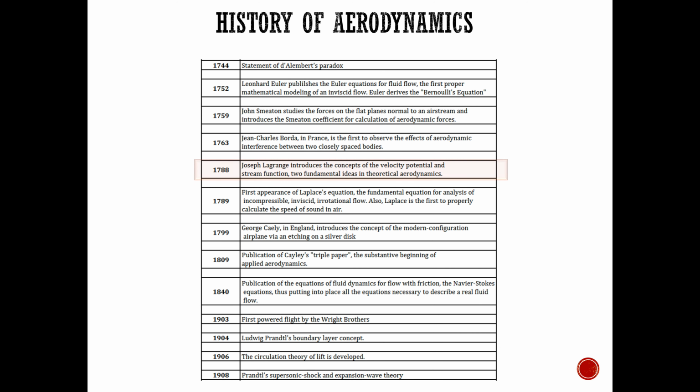As you can see, the concept of velocity potential and stream function was developed by Joseph Lagrange in 1788, and then Laplace, the year later, came up with the Laplace equation, which is considered the governing equation for incompressible inviscid irrotational flows. So in this video, we're going to talk about what made these three concepts so important that it allowed us to create flow over objects or different shaped objects.